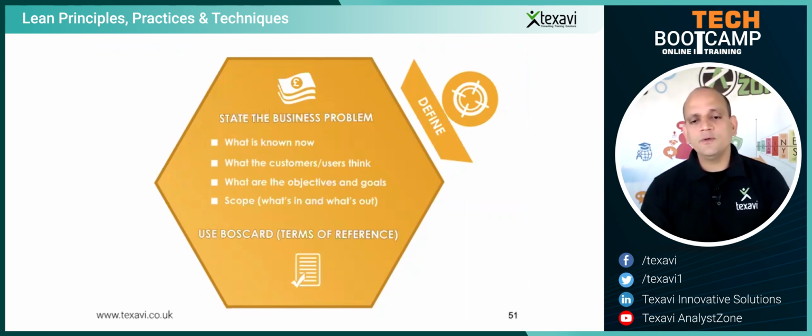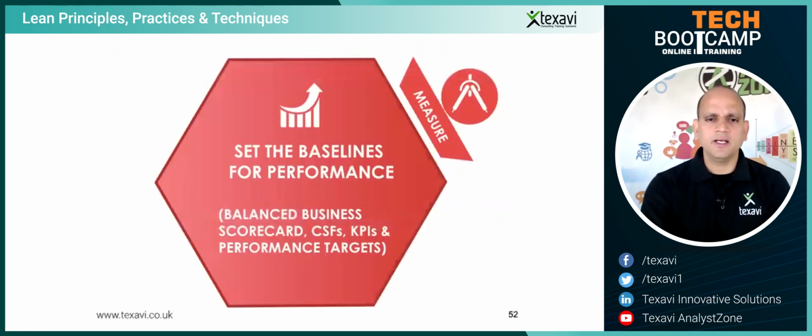And for that we use what we call terms of reference, which is basically a Prince2 tool. It came from Prince2, and it's called BOSCARD: Background, objectives, scope, constraints, actors, and then responsibilities and deliverables. Very, very powerful tool. We can discuss that some other time, but it's a good technique. We can use that in DMAIC.